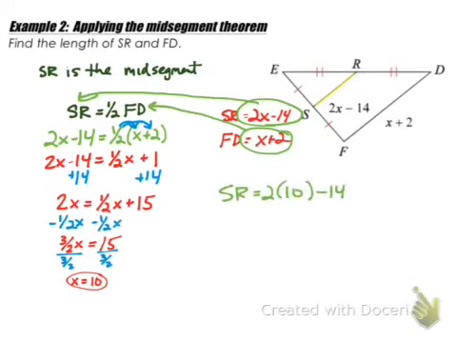So we substitute 10 into our expression for SR, which is 2x minus 14. So 2 times 10 minus 14, we get 20 minus 14. Therefore, SR is equal to 6 units. And since we know SR is the midsegment, for FD we just double the length of SR. So FD has to be 12 units.